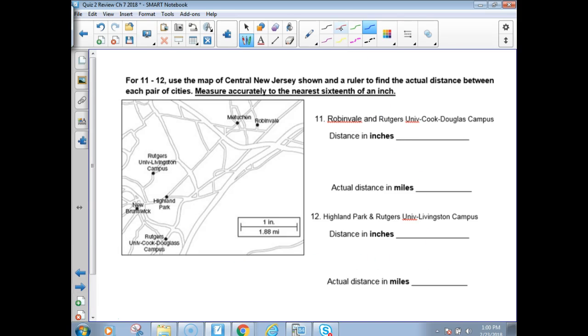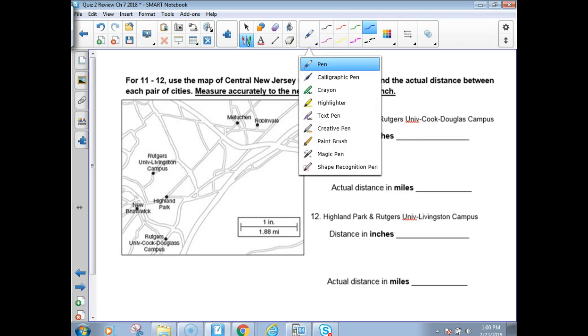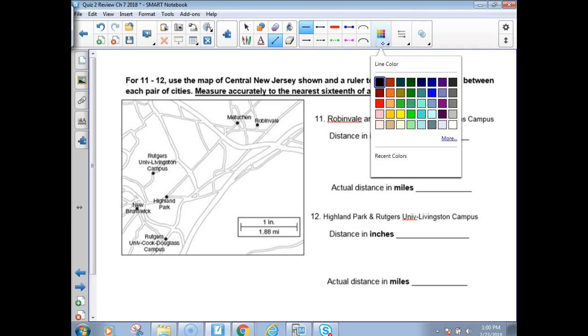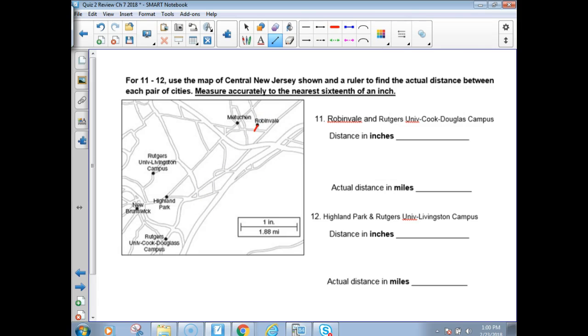And finally, we're going to do a couple of map problems. I'm going to grab the segment tool here, and I'm going to draw from Robinvale to, they want me to go to University Cook Douglas campus, which is down here. Don't confuse that with the Rutgers University, I think that stands for Livingston campus. Okay, so we're going to measure this.